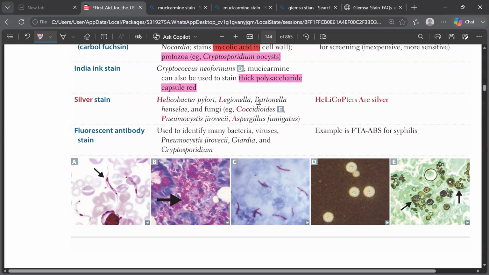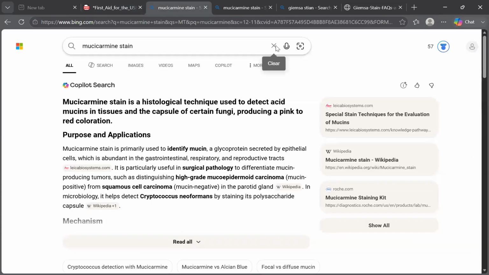Okay, they've not made a mnemonic for that. Coccidioides, P for Pneumocystis, and A for Aspergillus fumigatus. All right, Coccidioides, Pneumocystis, Aspergillus fumigatus. All of these stain silver, and the Coccidioides, these fungi, are stained silver right here in this diagram. Fluorescent antibody stain is used to stain many bacteria and viruses, for example Pneumocystis again, Giardia, and Cryptosporidium. An example is FTA-ABS for syphilis. Okay, so what is FTA-ABS for syphilis?